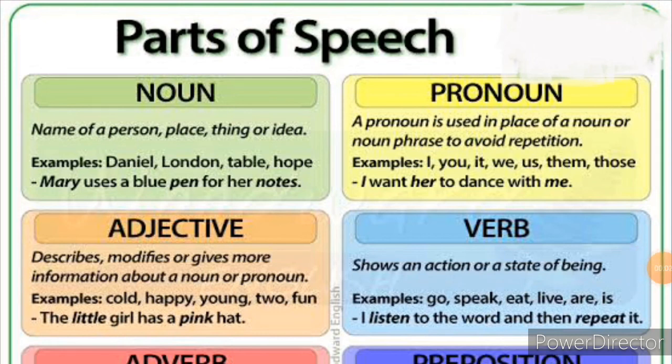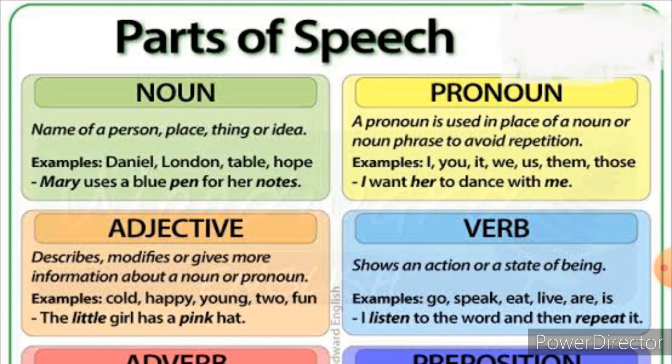Children, now let's recall the parts of speech. There are totally 8 parts of speech. The first one is the noun. Noun means it is a naming word. It is the name of a person, place, animal or thing. Look at the examples. Daniel is the name of a person. London is the name of a place. So a naming word is known as a noun.